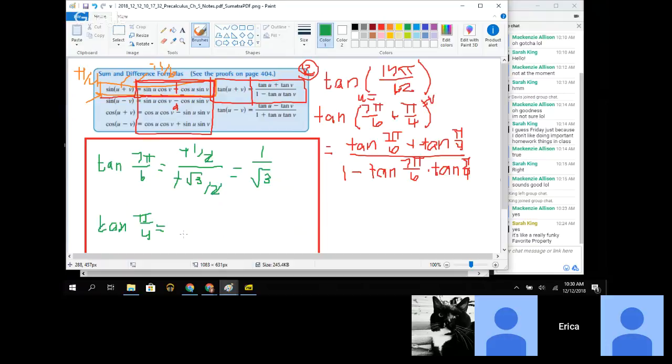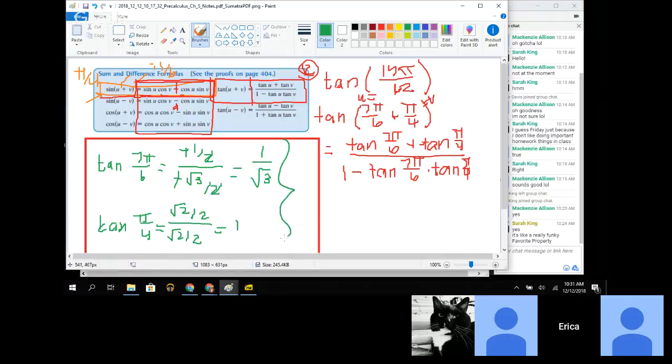Okay, so then how do I do the tangent of pi over 4? Again, the tangent of pi over 4 is the sine over the cosine. So it's the square root of 2 over 2. That's the sine of pi over 4. And the cosine is also the square root of 2 over 2. So the tangent of pi over 4 is actually 1.